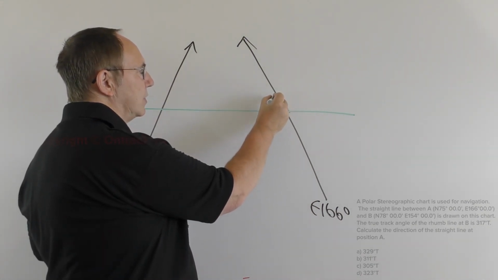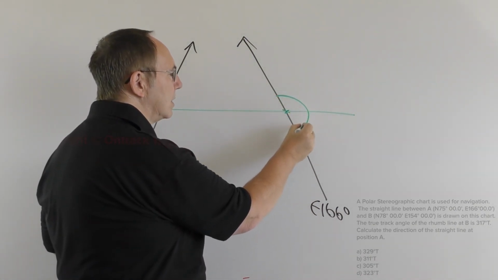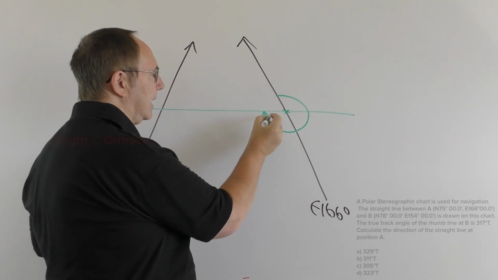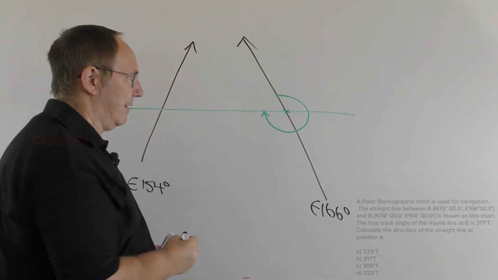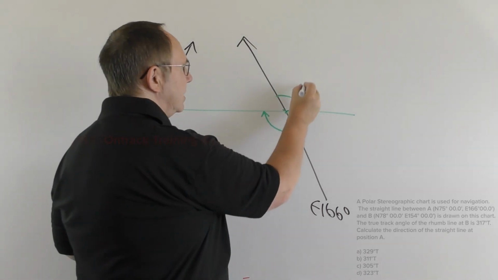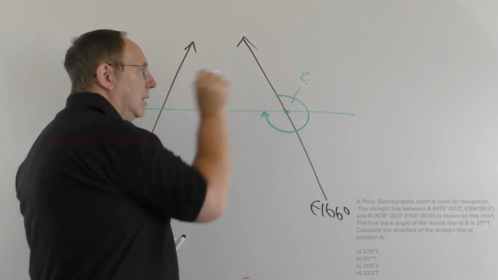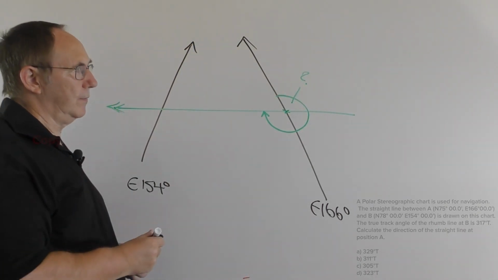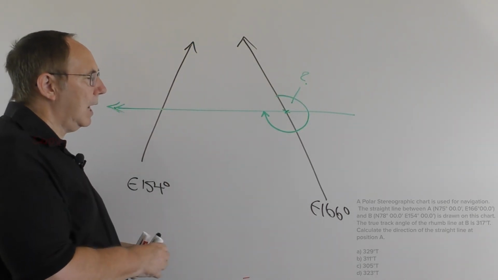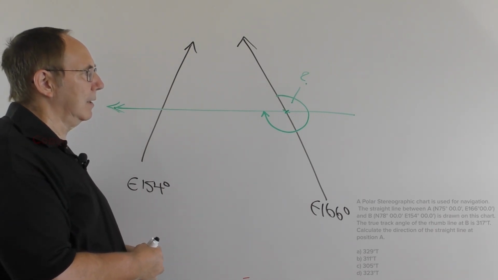So we come to the north side and we go clockwise all the way around to the track line in the direction of travel. So this is the question mark over the angle that we're looking for. This is our problem. How do we calculate that angle?